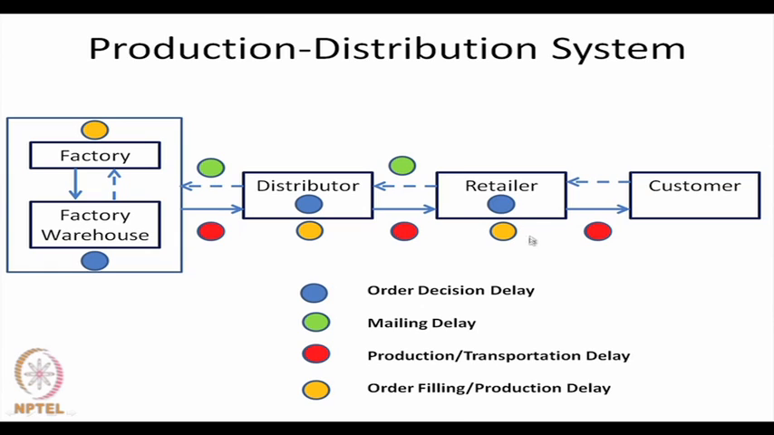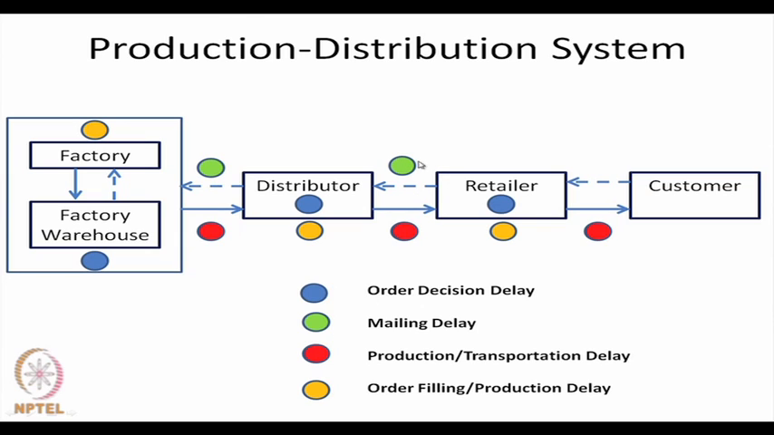This delay depends on the inventory that is available with the retailer. If the product that the customer demands is available in the inventory of the retailer, the delay in supplying it is not much here. The delay could only be in the transportation, but if it is not available, then it places an order for replenishment to the distributor. There may be a small amount of delay here, which is what I am saying is order decision delay, some delay, and then there is a mailing delay here.